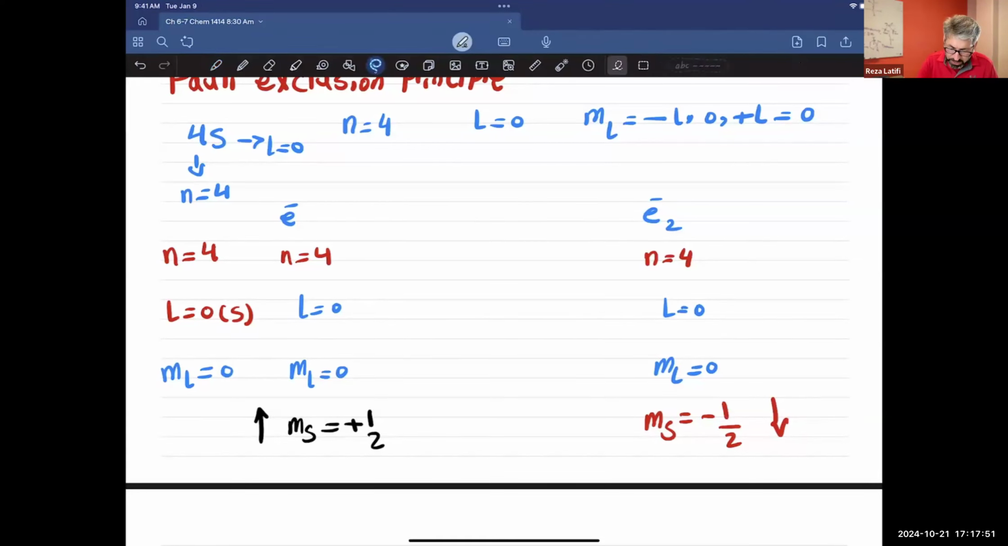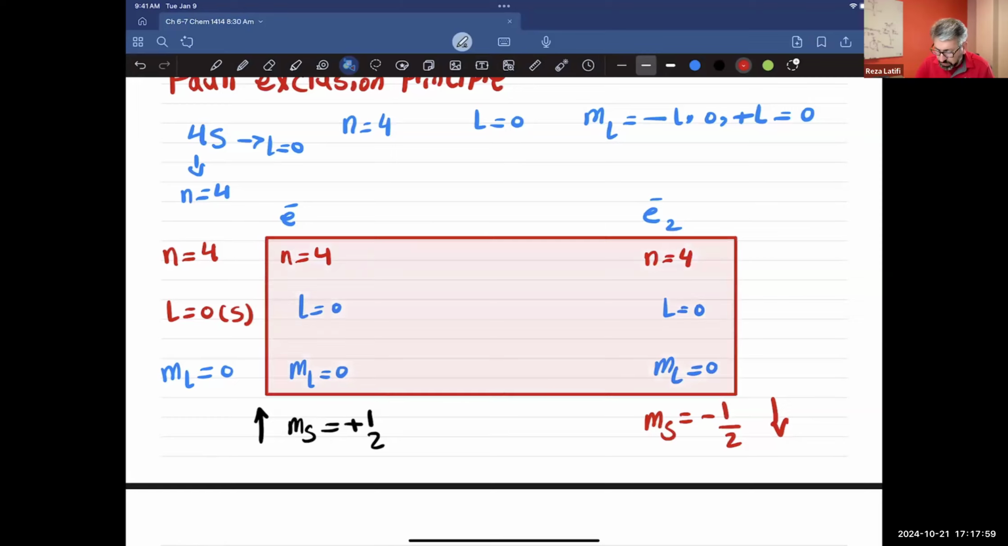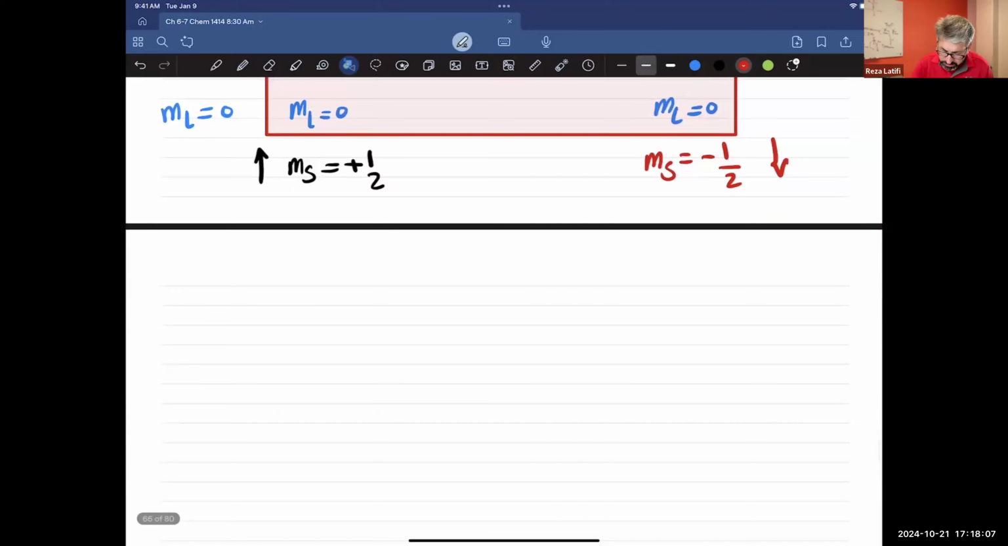So the Pauli exclusion principle says you can have three identical quantum numbers, but the fourth one must be different. Otherwise, you will have repulsion and you cannot put two electrons in one orbital. Next one is going to be the Hund's rule.